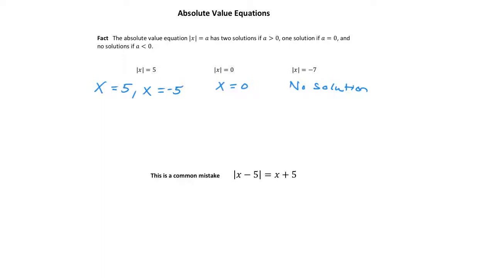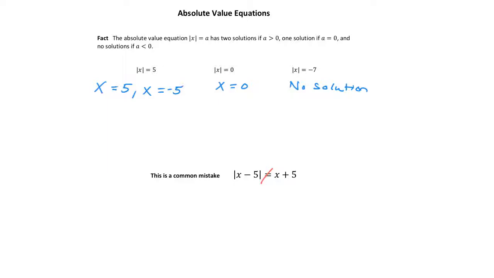Before we move on, I want to point out a common mistake that happens when solving these equations, and it's what's happening down here. The absolute value of x minus 5 is not equal to x plus 5. You can't just take this negative and make it positive because we're dealing with absolute value. The reason you can't do this is x minus 5 might be positive or it might be negative depending on what goes in place of x. So you can't just simplify the expression this way.